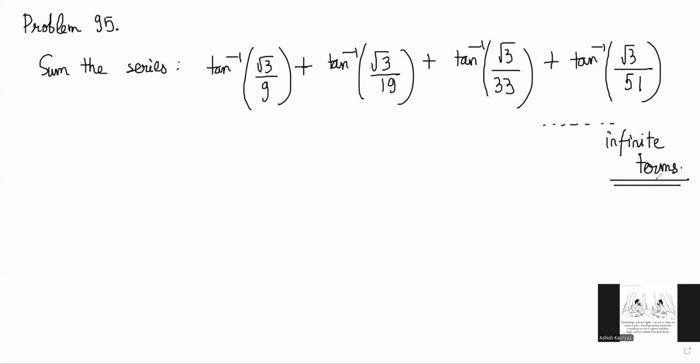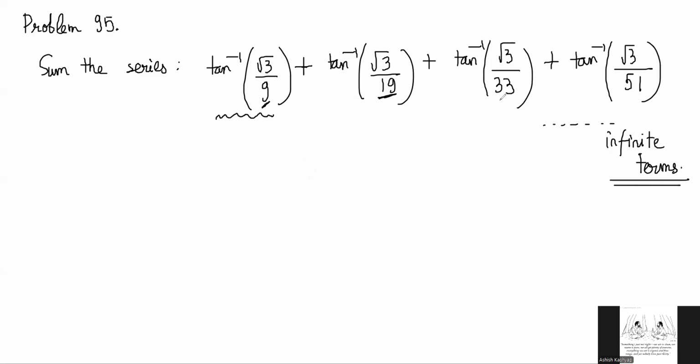So let's think about how we do this summation. Usually when you have an infinite series with inverse tans, it is most of the time going to be the method of differences, and you want to express each tan term as a difference of two different terms. However, before we can do that, we have to figure out the pattern between these numbers here: 9, 19, 33, 51, and so on, right?